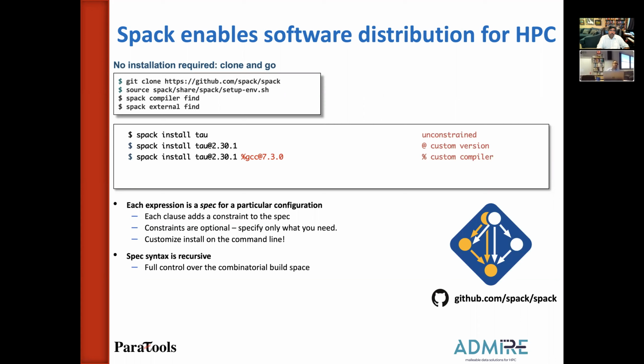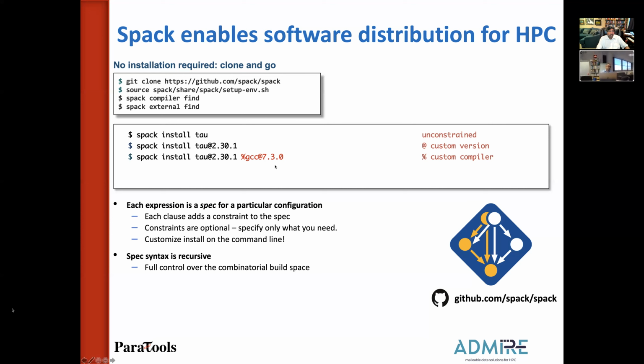Or you can use a percentage symbol for specifying a compiler. So you can say spack install tau version 2.30.1 with the GCC 7.3.0 compiler. So with the at symbol, Spack understands the version number. With the percentage symbol, it understands a compiler. How do you know the compiler name? It gets it from the spack compiler find.